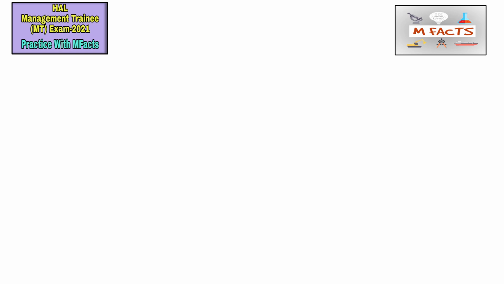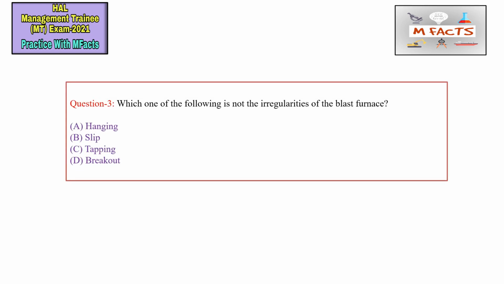The next question is, which one of the following is not the irregularities of the blast furnace? So they are asking about irregularities. These irregularities mean the problems created during, before, or after the process of the blast furnace. These are the four options: hanging, slip, tapping, and breakout. We will try to understand what these four are.